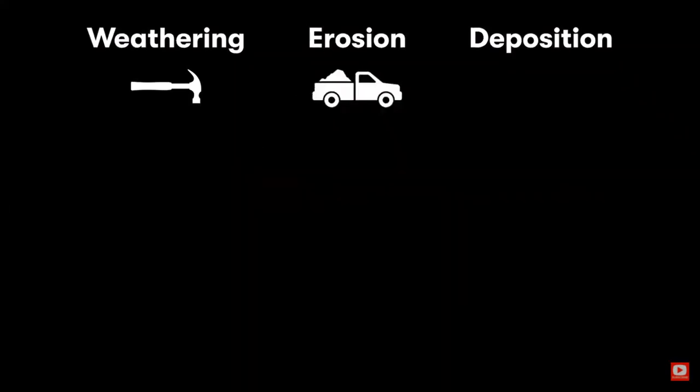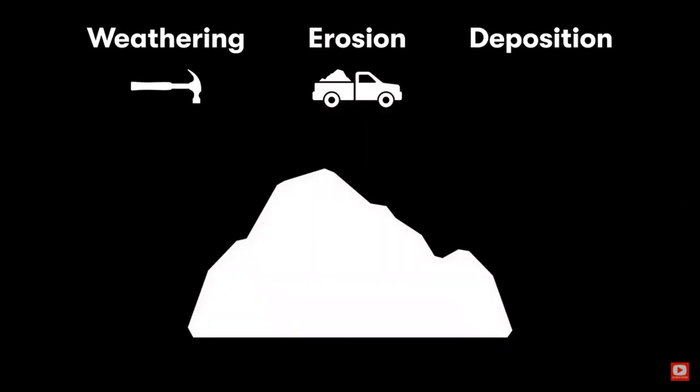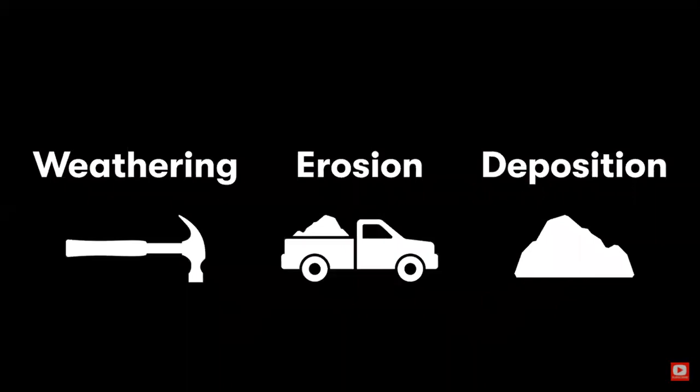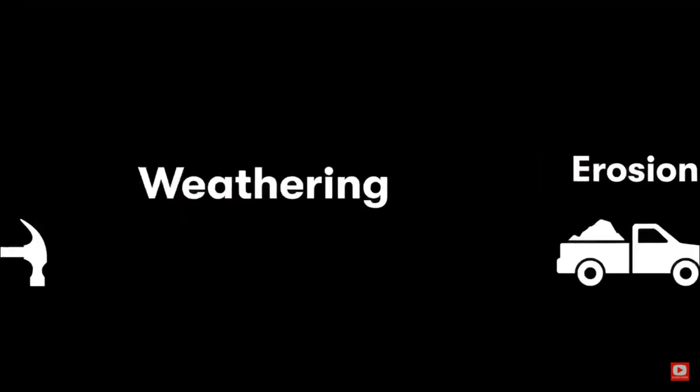And then deposition is that dump truck opening its tailgate and dumping everything out into a big pile on the ground. That's deposition. So that's a helpful little way to remember the differences between these 3 parts of this larger weathering, erosion, deposition process. Now, for the rest of this video, we're really going to focus on weathering specifically.